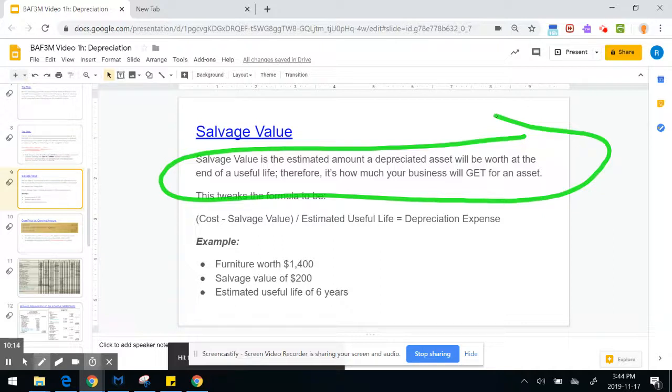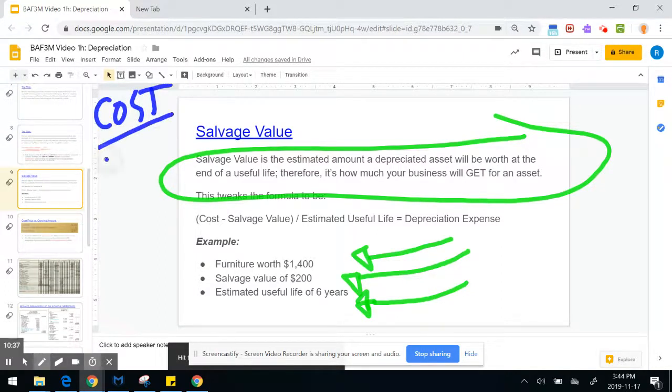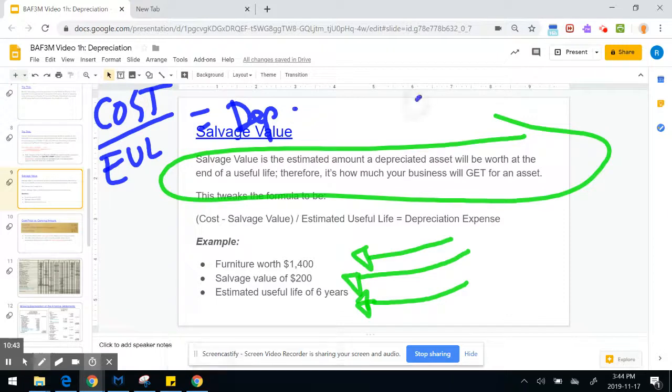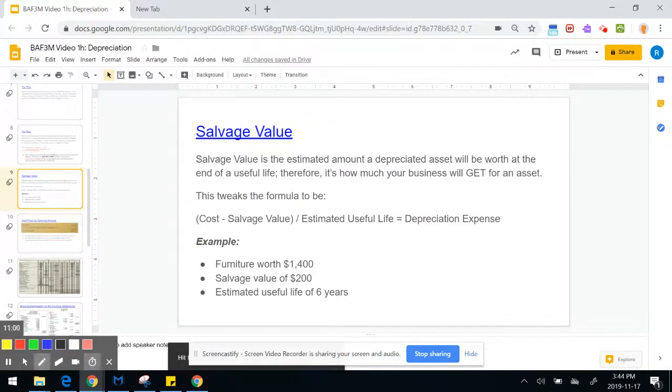It's, in other words, how much your business will get for an asset. So let's say you're told that furniture is worth $1,400 when you buy it, but it will have a salvage value by the time it's done of $200, and it has an estimated useful life of 6 years. So we would tweak the straight line formula just a little bit to look like this. The way you learned it before was just cost divided by estimated useful life would equal your annual depreciation. When we have a salvage value, instead, as you can see over here, we do cost minus the salvage value, which is how much we'll get at the end, divided by estimated useful life equals depreciation annually. So in this example that I've given you down here, $1,400 is the original amount.